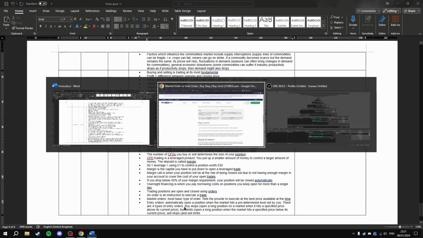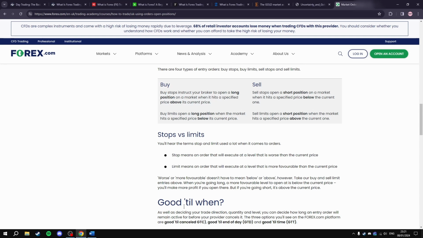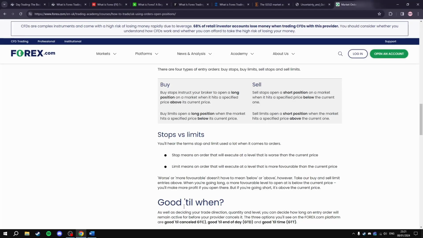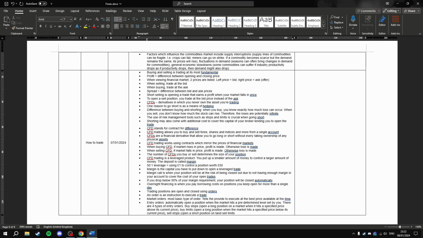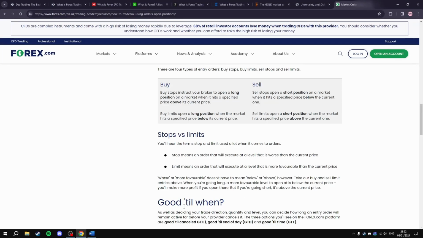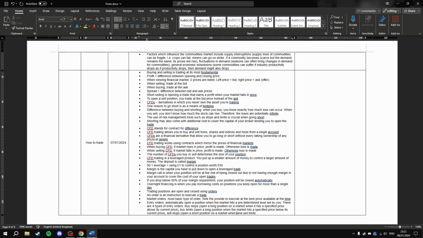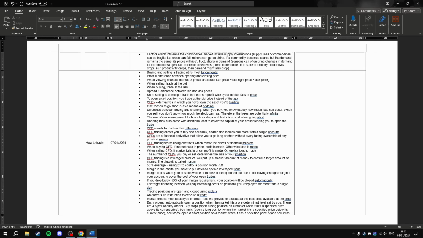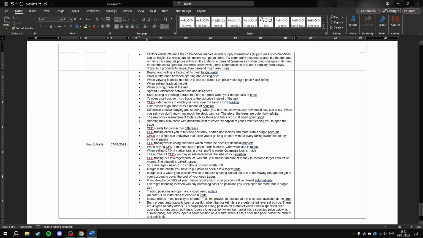Sell stops. I'm assuming that's going to be the opposite of buy stops. Open a short position on a market when it hits a specified price below the current one.